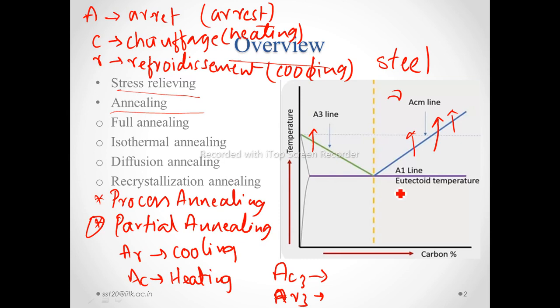You will get confused while I am teaching the heat treatment process. I frequently use these words: critical temperature or A3 line, A1 line, AC3 line, AR3 line. They are frequently used. That's why I have explained in the initial stage itself. Okay.